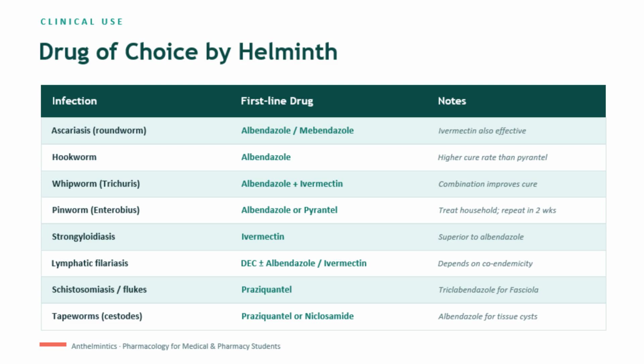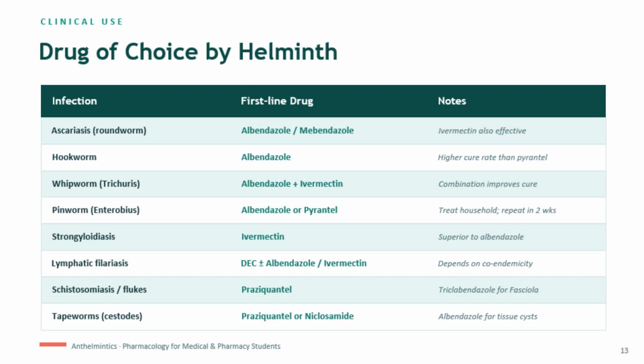For ascariasis, we reach for albendazole or mebendazole. For hookworm, albendazole, which has a much higher cure rate than pyrantel. For whipworm, we combine albendazole with ivermectin. Pinworm responds to albendazole or pyrantel. And do remember to treat the whole household and repeat the dose in 2 weeks. Strongyloidiasis is ivermectin's territory. Lymphatic filariasis uses DEC, often with albendazole or ivermectin, depending on what's co-endemic.